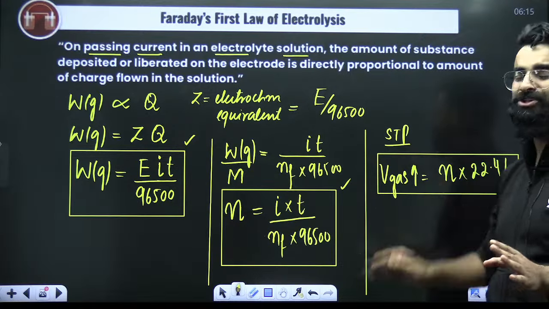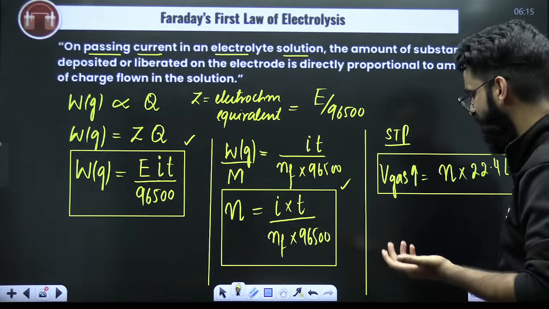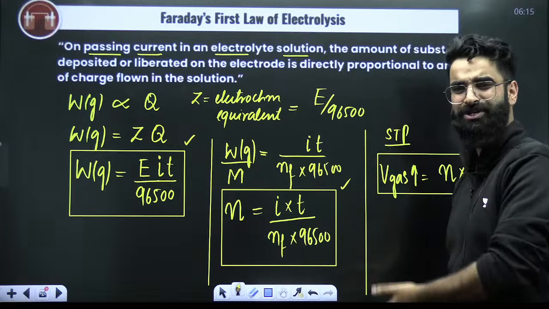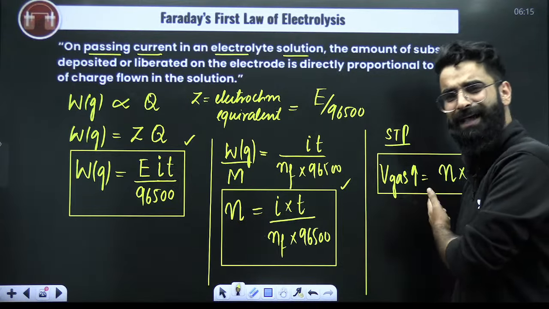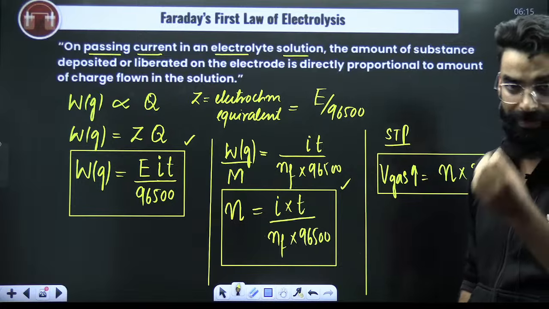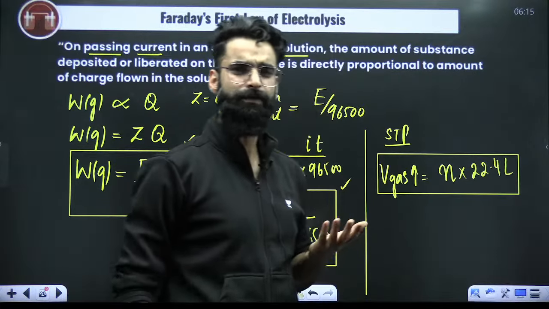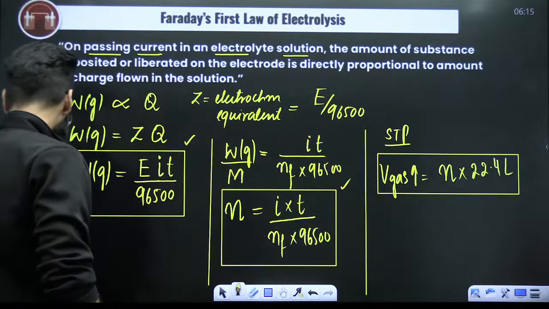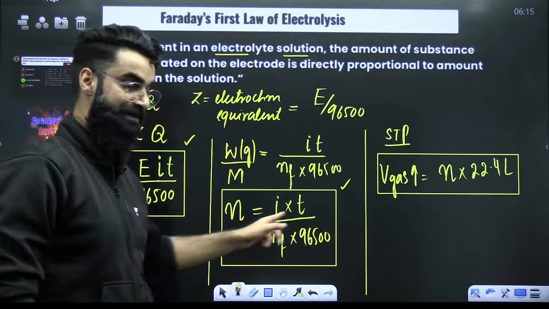If they do not mention STP, then in the question they'll give the pressure and the temperature. Then you'll use the ideal gas equation and calculate the volume of the gas liberated. I'll try to do certain questions with you so that you get familiar with the types of questions which can be asked from these results.